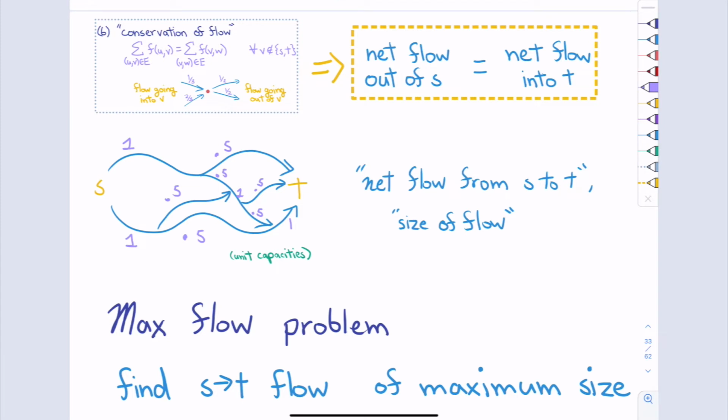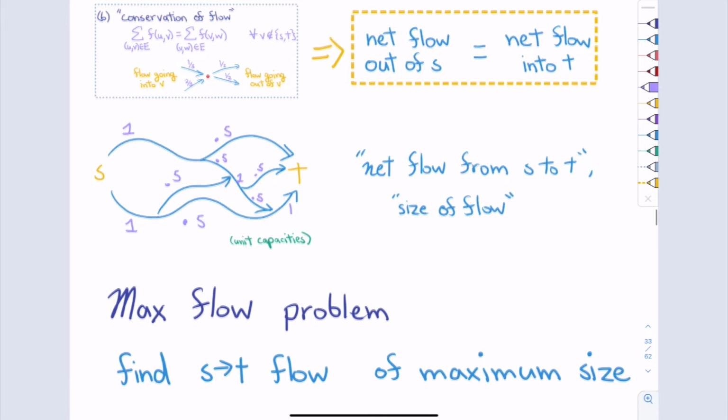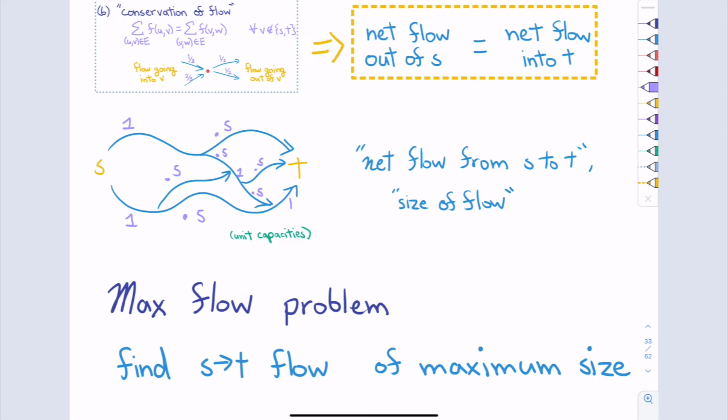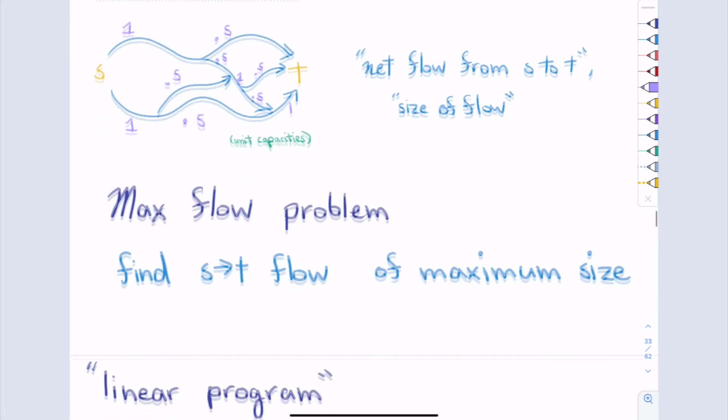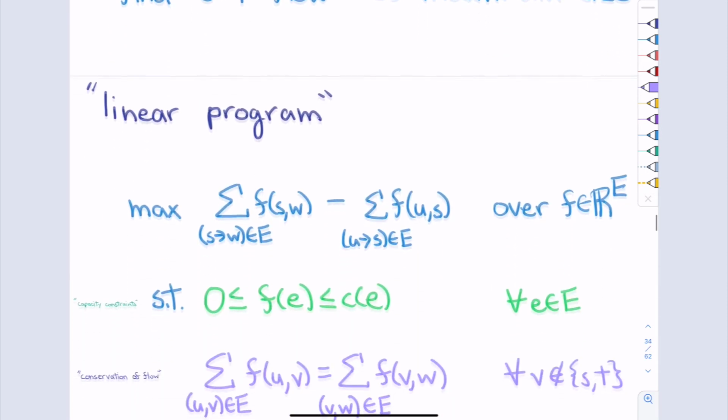Now, it doesn't have to be water. It could be internet traffic. It could be electricity. It could be lots of things. But it's some kind of infinitely divisible quantity. So the problem we're going to be concerned with is trying to find the S to T flow of maximum size. I want to push out as much water as possible to T.